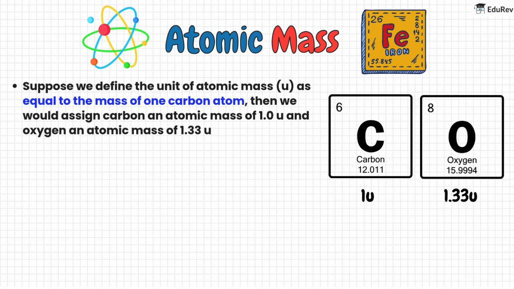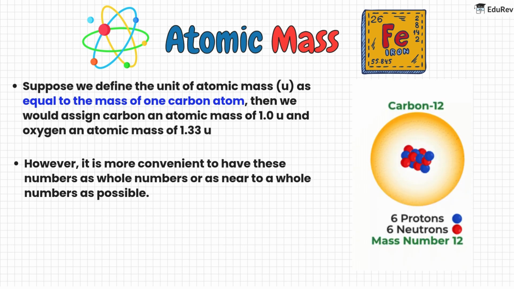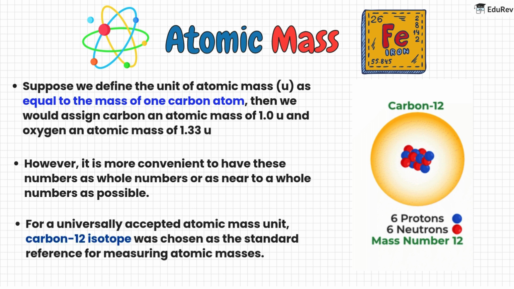Carbon combines with 4 by 3 times its mass of oxygen, and 4 by 3 is 1.33. However, it is more convenient to have these numbers as whole numbers or as near to whole numbers as possible. For a universally accepted atomic mass unit, the carbon-12 isotope was chosen as the standard reference for measuring atomic masses.